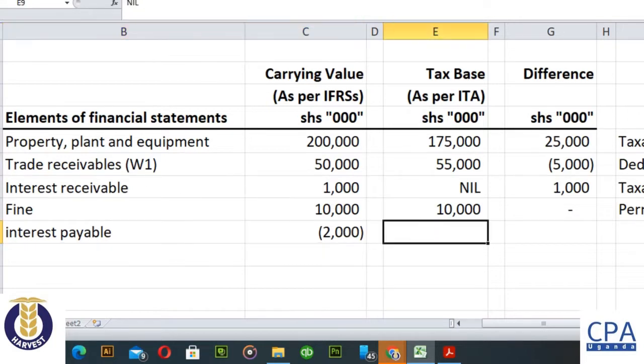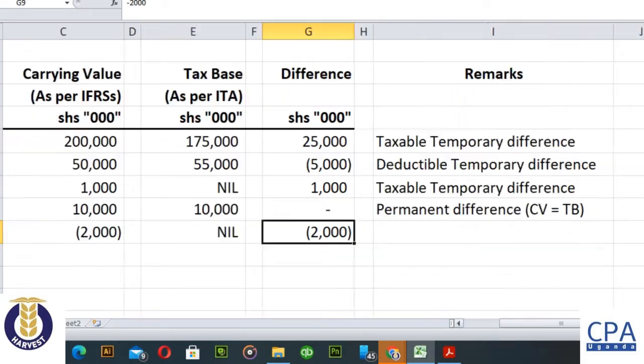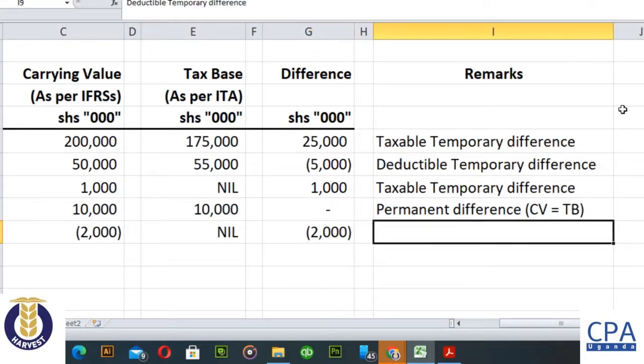Now this one doesn't have a tax base because of the information given to us that the company is following a cash-based kind of accounting for tax purposes, and therefore interest is only recognized when paid. So that leaves us with a difference of 2 million, and because it is a negative, as a result of this being a liability, it gives rise to what we call a deductible temporary difference.